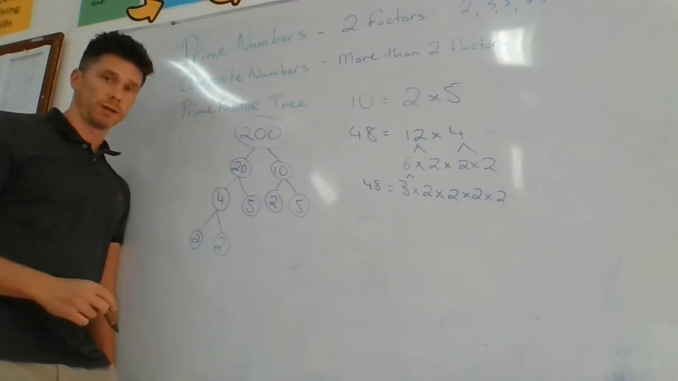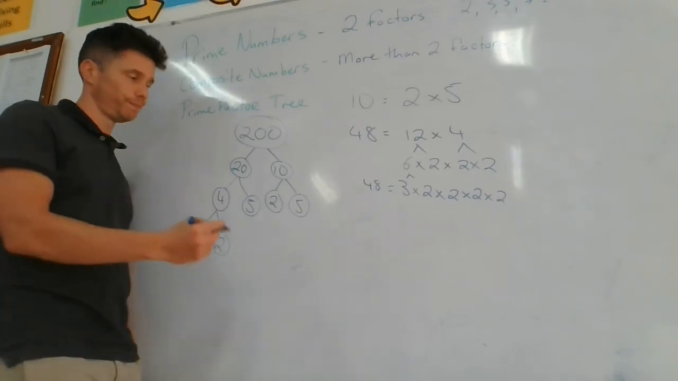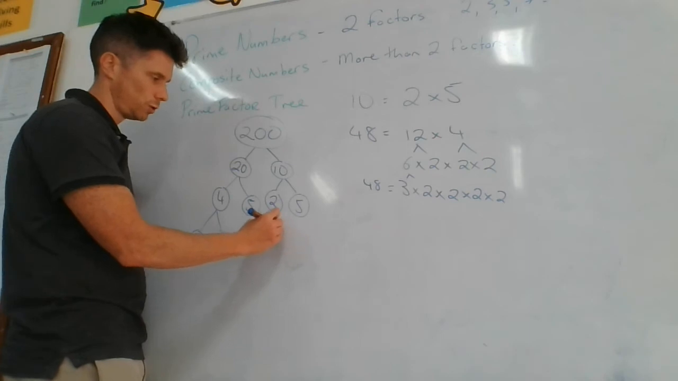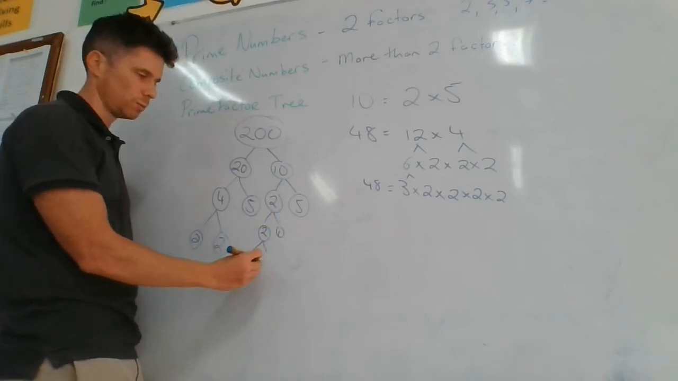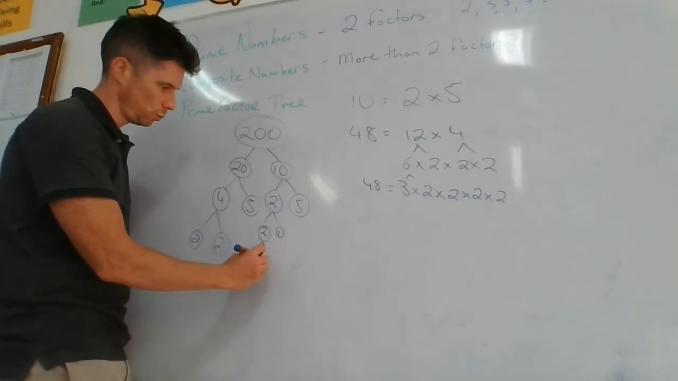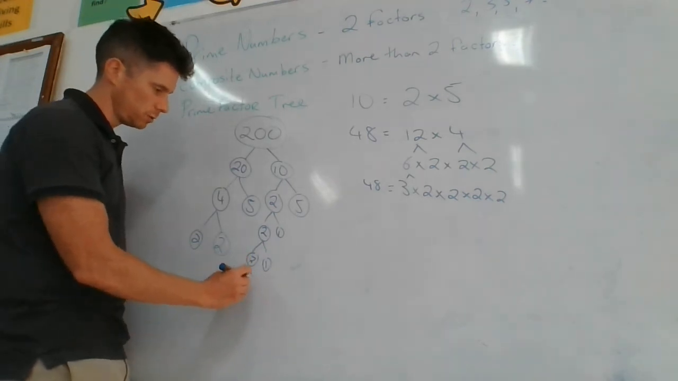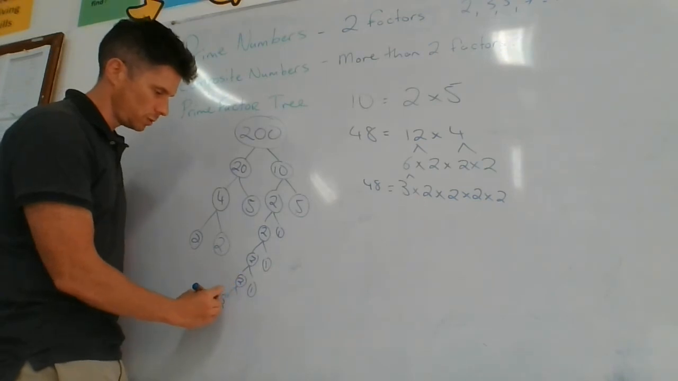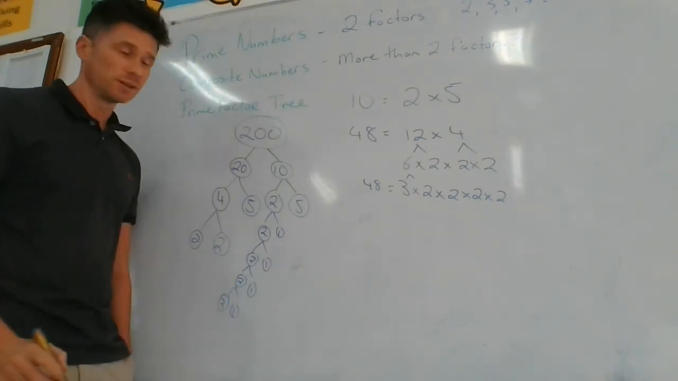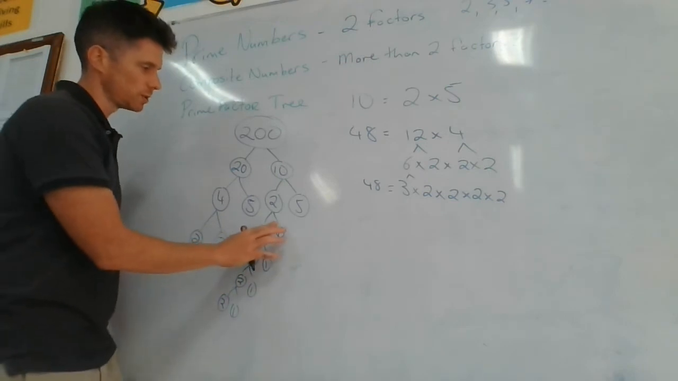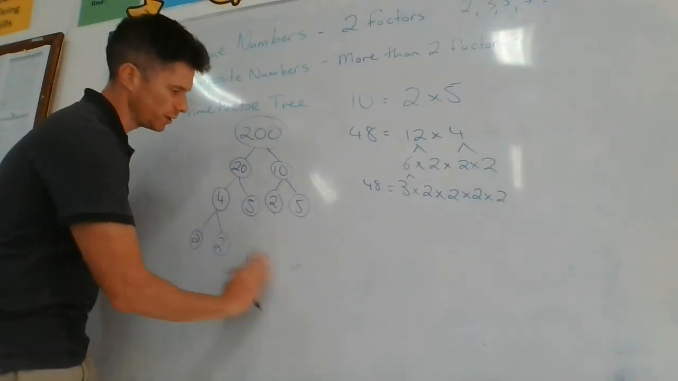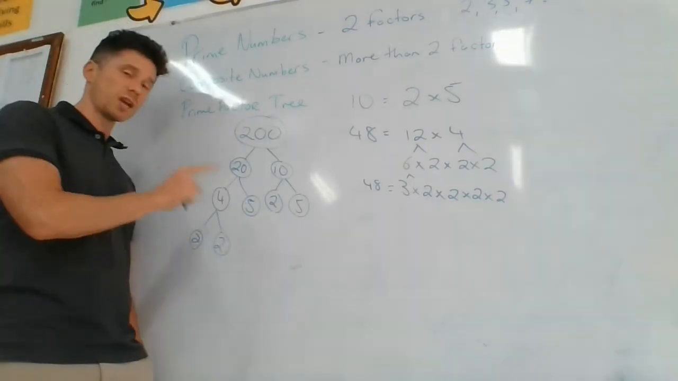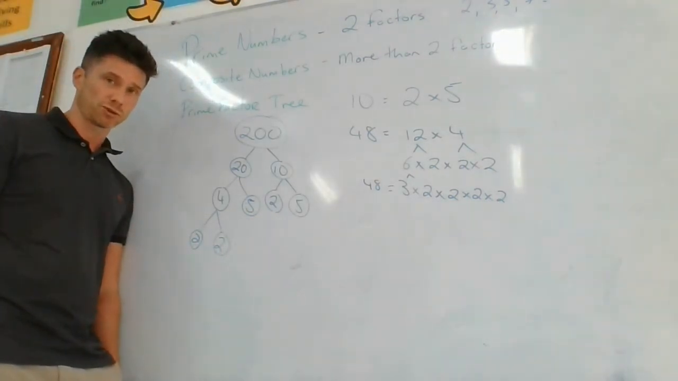Now I could keep going, but it's pointless, because watch. Two numbers multiplied to give 2 are 2 and 1. Oh, I still have 2. Two numbers multiplied to give 2 are 2 and 1. Oh, this is going to go on forever. So that's why I stop with the prime numbers. When I get a prime number, I stop. I should never have the number 1 in a prime factor tree.